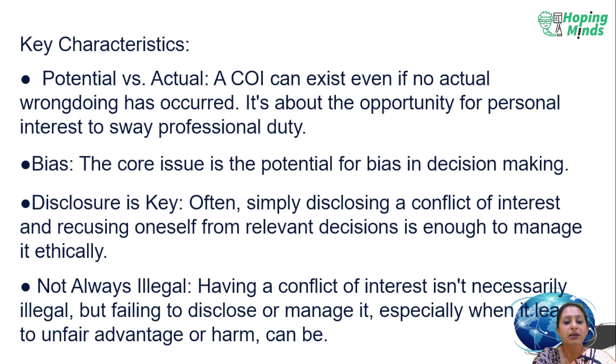Not always illegal. Having a conflict of interest isn't necessarily illegal. Why? Because it may not be legally binding, but yes, it will be morally or ethically binding. But failing to disclose or manage it, especially when it leads to unfair advantage or harm, can be. So, when we talked about bias, it goes along with it. When you give a tender to an undeserving person, or an undeserving person gets a contract who is unable to fulfill it according to the standard operating procedures that we know, it becomes difficult.